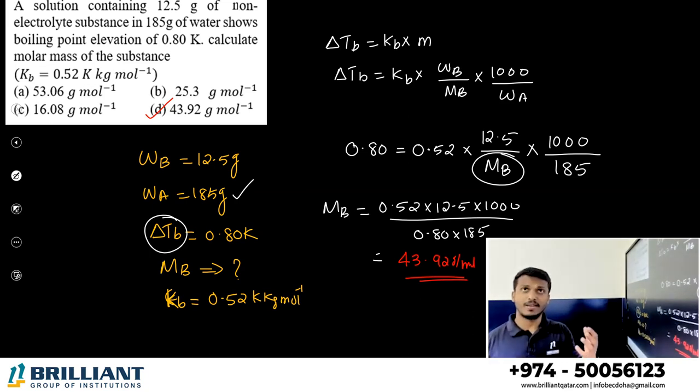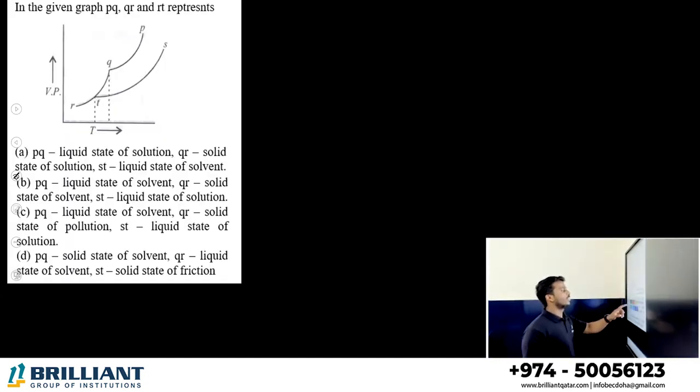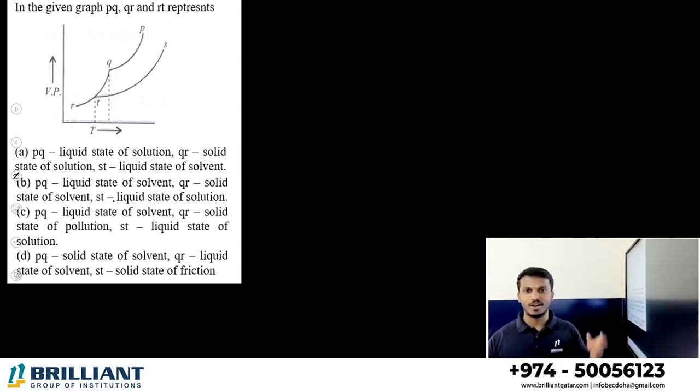So colligative property related numericals can be expected. Okay, study the example and the equation. In the graph, this is another graph you may study. This is a graphical representation for depression in freezing point. The first one we discussed was elevation in boiling point. This is depression in freezing point.